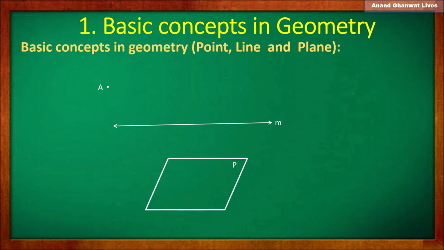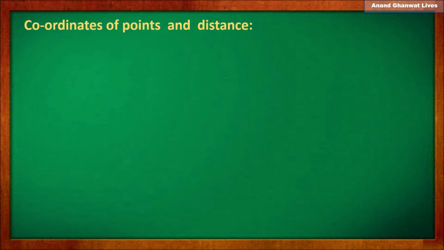So you are looking at plane P. Plane P is a plane surface and it can be extended to all the sides. There are a lot of points on a plane. Okay, these are the very basic concepts you have learned from 5th standard. Now let us learn about coordinates of points.